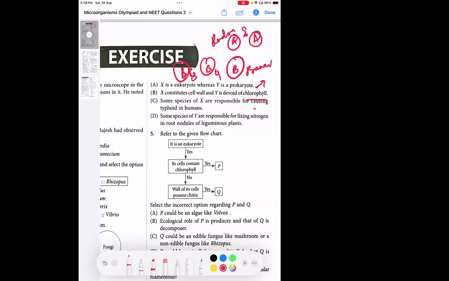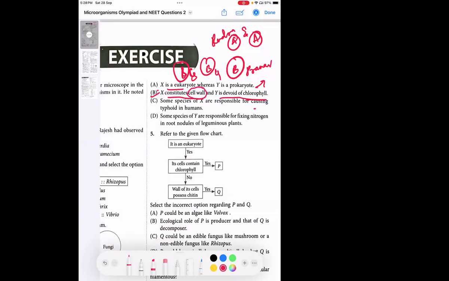Now, okay, one by one, as we have discussed in the last class, we have to actually cancel the wrong statement, okay? In the A1, they said that X is a eukaryote, whereas Y is a prokaryote. Now see, it can be prokaryote, it can be eukaryote, but we are not aware. So this statement we will leave for some time, okay? We will go for the second one now. X constitutes cell wall and Y is devoid of chlorophyll. Now, children, use your brain. They said that X has the cell wall.